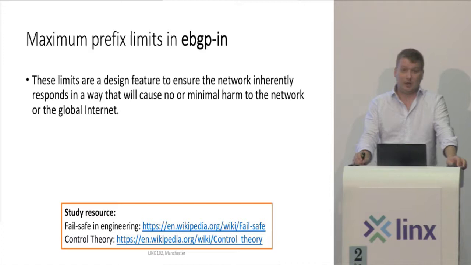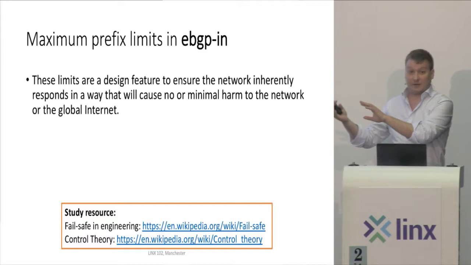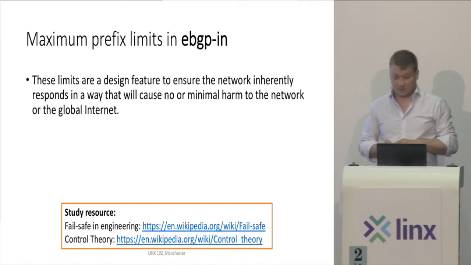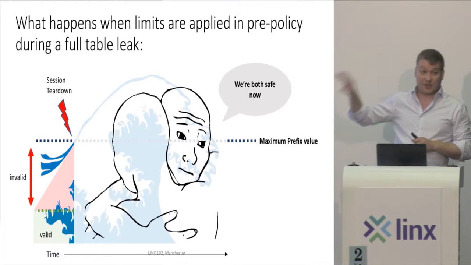And while the machine is doing this in a really dumb way, because the machine does not understand what is happening or cannot interpret the leak, from a practical perspective, this is very desirable behavior and saves all of us quite some embarrassment. So let's go over how we think maximum prefix limits work. And in this context, they are applied pre-policy.